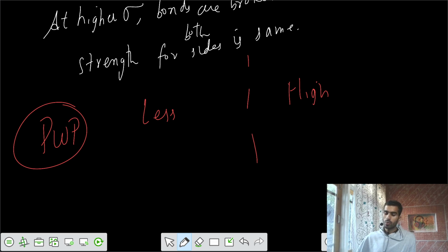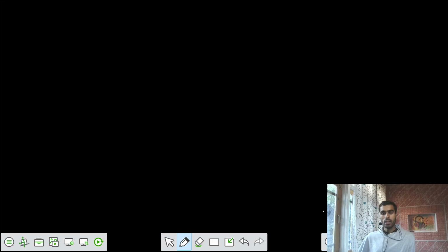Let's go for one more thing. If you try to compact the soil in the field, till now we were saying that we are compacting the soil in the laboratory. Let's say compaction in the field.